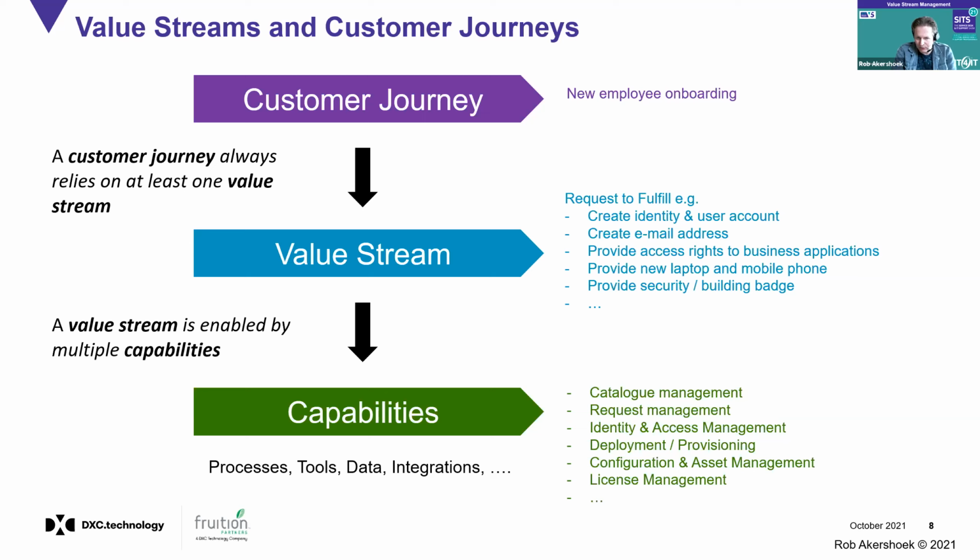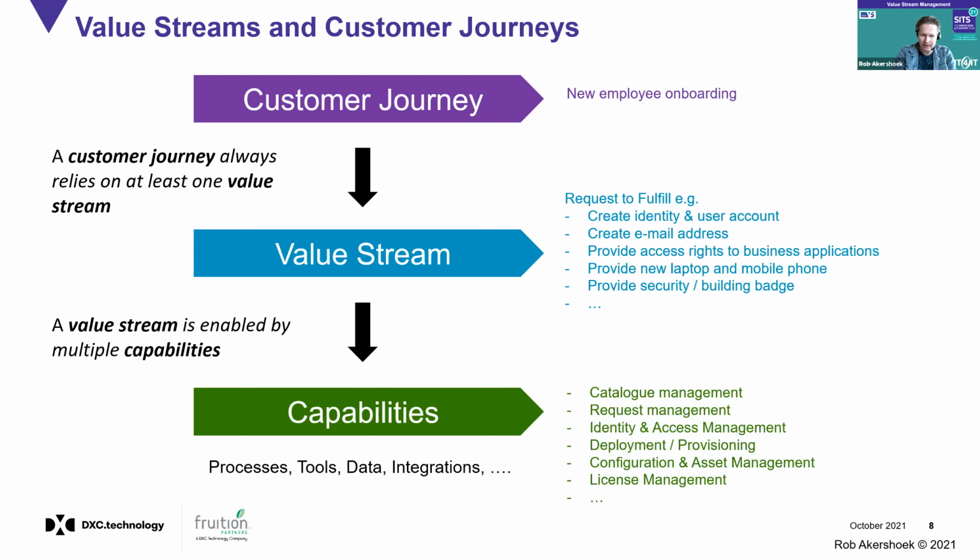In this example, the value stream is mainly the request fulfillment value stream, like ordering services from a standard catalog, because these are standard catalog items, right? A person needs a user account, an email address, access to my business applications, a laptop, mobile phone, and security badge. So these are value streams related to order to fulfill or request to fulfill. An end-to-end value stream from a standardized catalog, make a standard fulfillment, and make sure the end user can then consume these services.